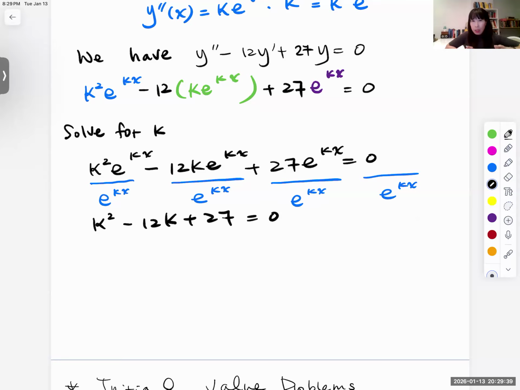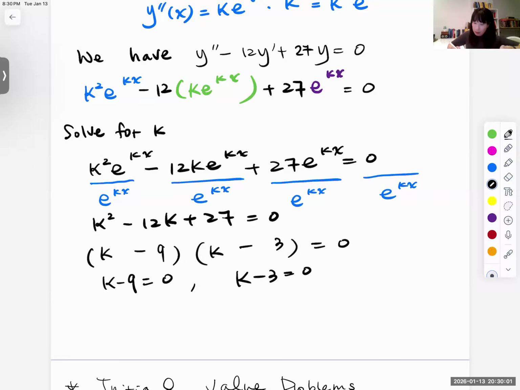Okay, so we can factor. Can you think about that? 27, 9 and 3, and negative, negative. So k minus 9 equal to 0, k minus 3 equal to 0. So k equal to 9, k equal to 3. Yeah. So let me just omit the conclusion because we knew how to conclude.